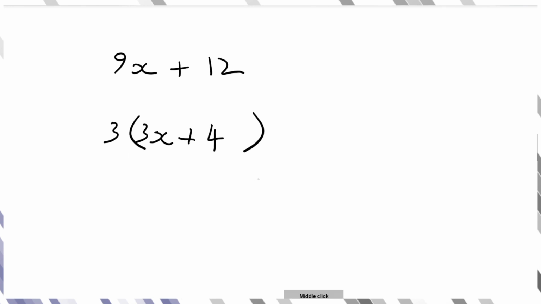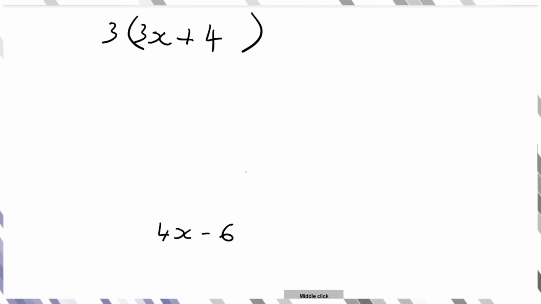Let's do another example. Let's say we've got 4x minus 6, well the highest common factor of 4 and 6 is 2. And then we divide each term by 2. 4x divided by 2, that's just half of 4x, which is 2x. And then half of minus 6 is minus 3. So 2 times (2x minus 3) would equal 4x minus 6.